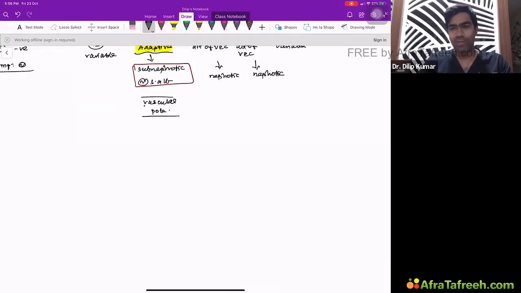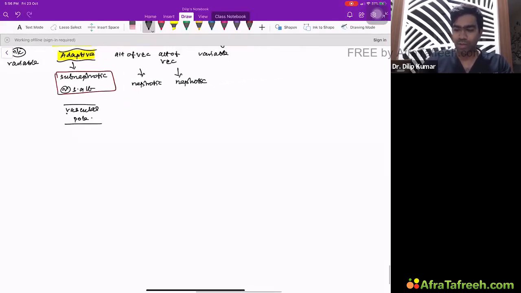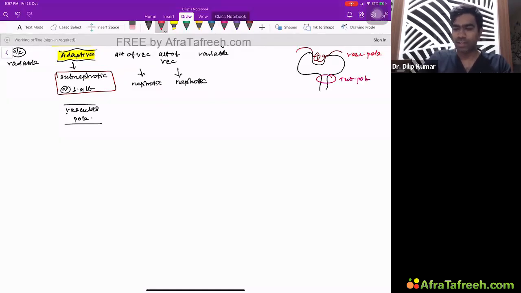Why the vascular pole of the glomerulus? What do you mean by vascular pole? So when you take a glomerulus, this is going to be the vascular pole and this is going to be the tubular pole. This is what we refer to as the tubular pole. This is what we call the vascular pole, because that faces the vessels, the glomerular vessels.